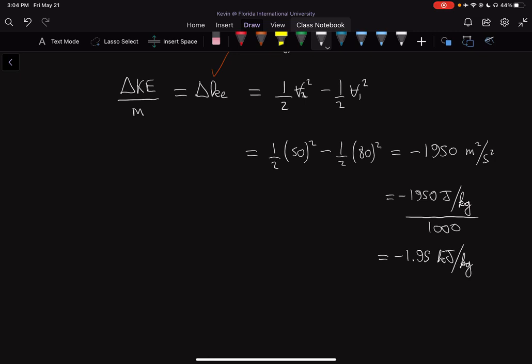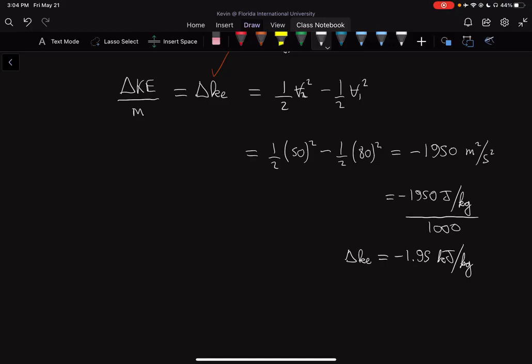So this is our change in kinetic energy, specific, divided by the mass. So per mass, we know that we lose 1.95 kilojoules of energy throughout our system. And it makes sense, right? Our velocity is higher at the entrance than at the exit, which means that throughout the system, because we're powering the turbine, we're losing speed as we go through the system.